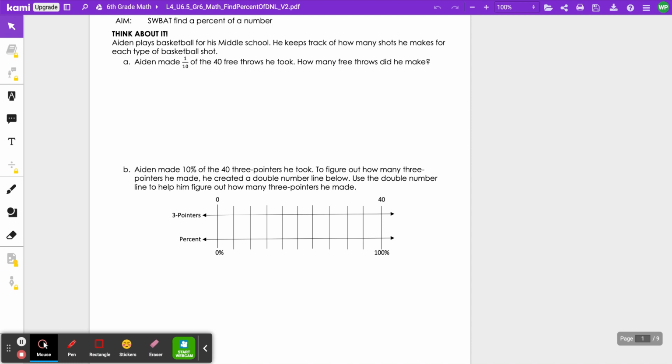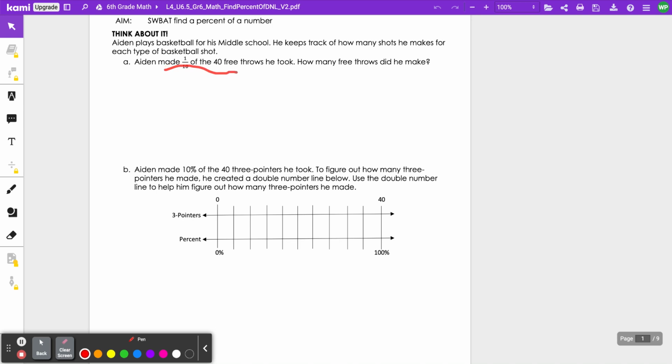Our question states that Aiden plays basketball for his middle school and he keeps track of how many shots he makes for each type of basketball shot. Part A question is, if Aiden made 1/10 of the 40 free throws that he took, how many free throws did he make? As always, we want to do three things. We want to annotate. So Aiden made 1/10 of the 40 free throws.